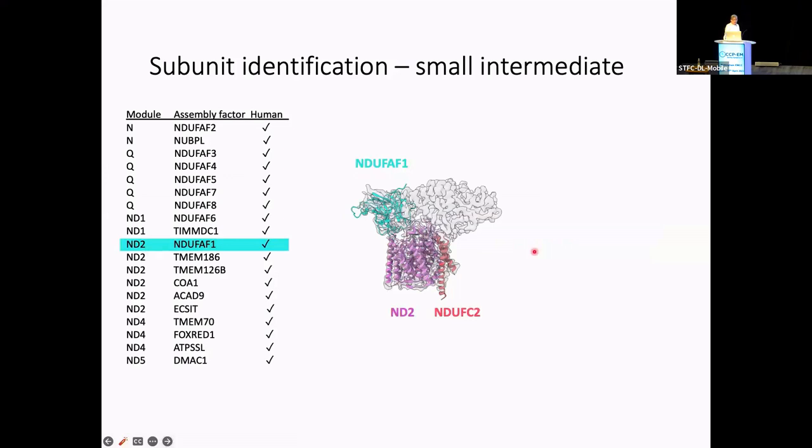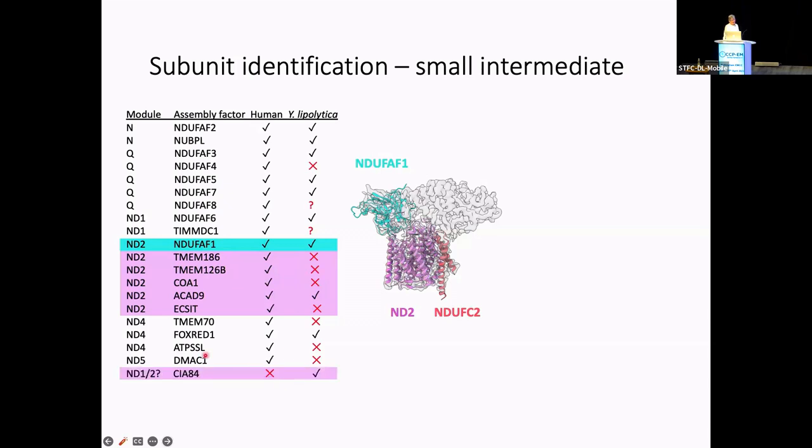So it is known that in humans, there are several other assembly factors associated with the ND2 subunit, shown here. But in Yarrowia lipolytica, these are almost all missing, with one exception, the protein ACAD9. On the other hand, Yarrowia has another assembly factor that is probably associated with ND2. So we had 2 candidates.